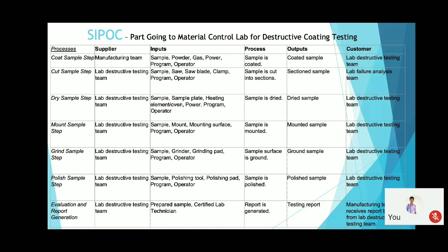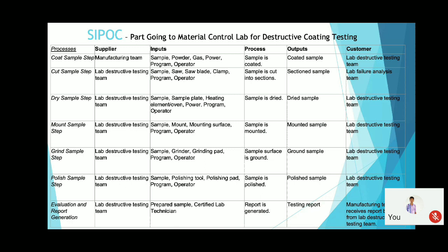The SIPOC model talks about the process. What are the elements in the SIPOC? Your supplier, your inputs, your process, outputs, and customer. If you see here, just one example, if you take a dry sample step, then who is my supplier?